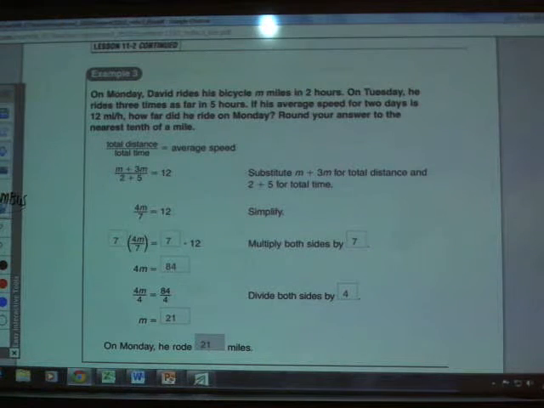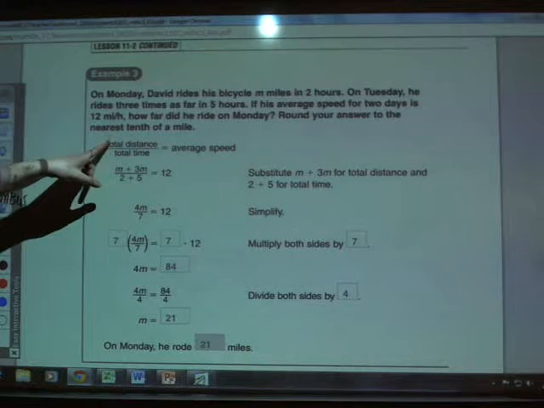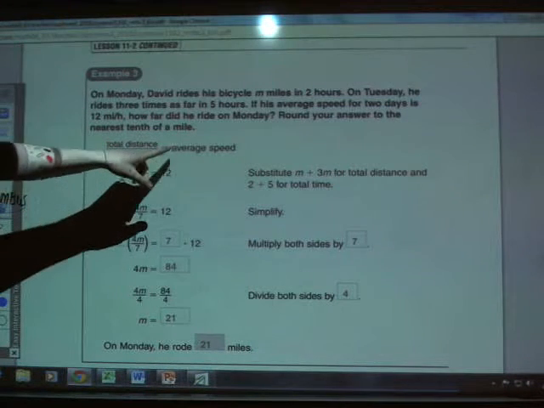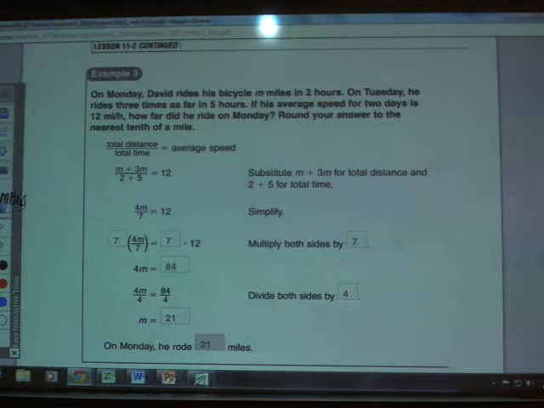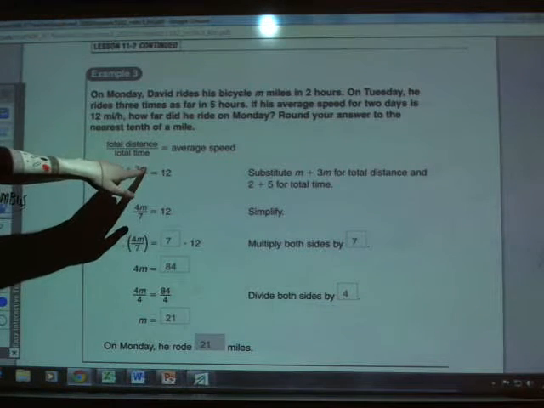All right, so as you can see, they've set this up for us. They said that the total distance divided by the total time equals speed. You know that formula has always worked for us. Distance divided by time equals my rate of speed. So he rides M miles on Monday and then 3 times as far on Tuesday. So if it was M on Monday, it's going to be 3 times M on Tuesday, which is where this M plus 3M came from.